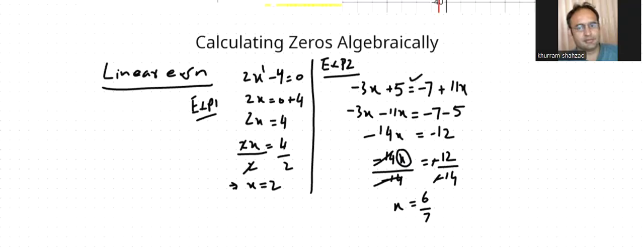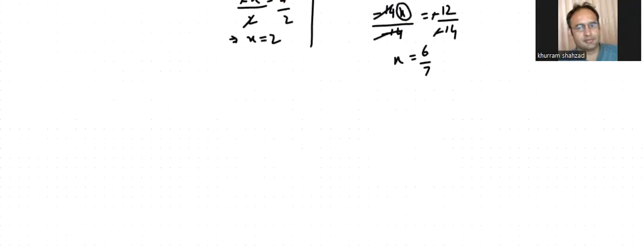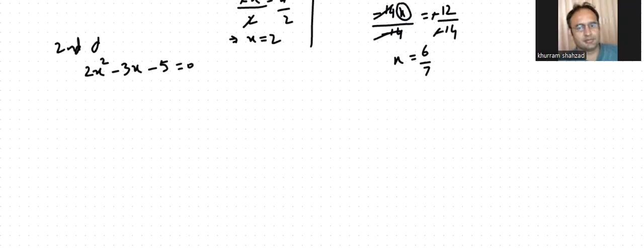So now I'm going to move to the second degree equation. So this is a second degree equation like 2x square, negative 3x, and negative 5 is equal to 0. This is a second degree equation and we also call it quadratic equation.